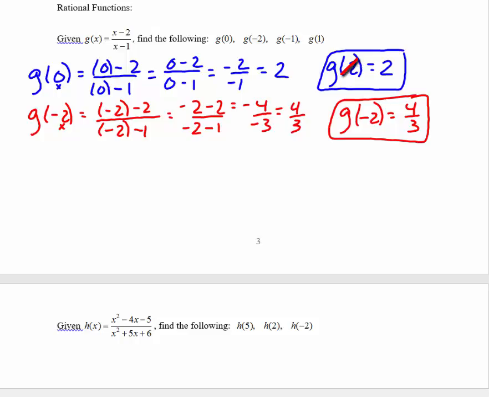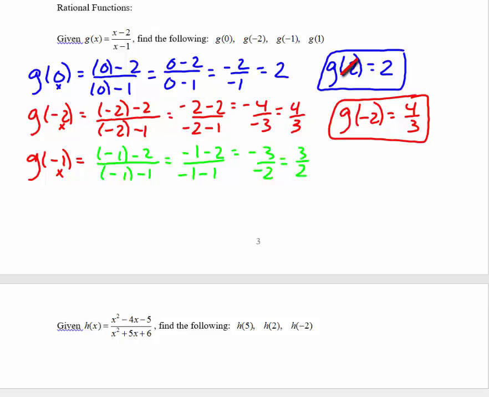Now let's look at g of negative 1. So when I plug in x being a negative 1, let's see what that looks like. So negative 1 minus 2 all over negative 1 minus 1. So negative 1 minus 2 is a negative 3, and negative 1 minus 1 turns out to be a negative 2. And negative divided by negative is a positive, so g of negative 1 is going to equal a positive 3/2. The x value went in as negative 1, the y value coming out is 3/2.